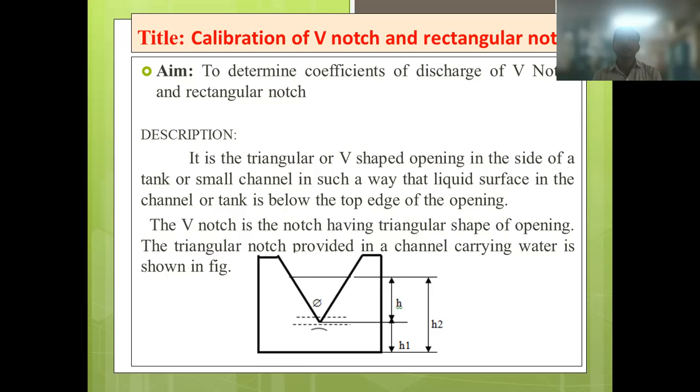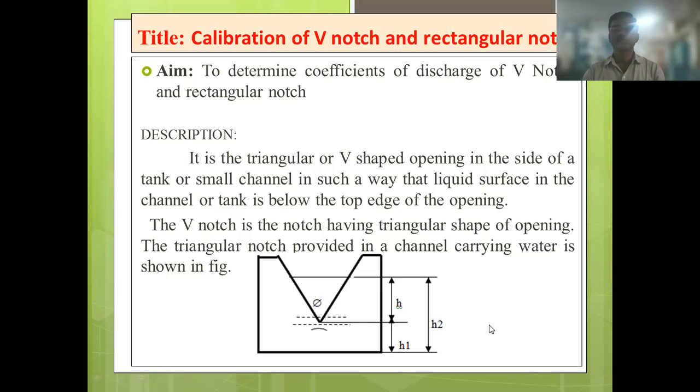So in the theory we have learned there are various types of notches. We can classify the notches into various categories, right? One of the classifications is based upon the shape, and here we are talking about the notch and weirs. We can classify the notches and weirs based upon the shape, and these classifications are V notch, rectangular notch, trapezoidal notch.